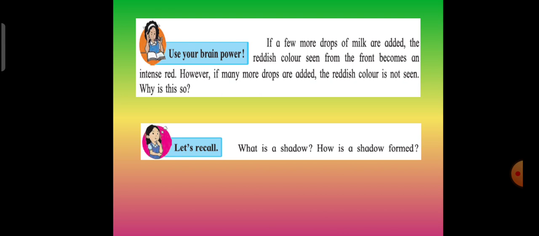What is a shadow and how is a shadow formed? The light emerging from a source of light illuminates the screen placed in front of it. But if an object is placed between the source of light and the screen, the light rays get obstructed by the object. As that part of the screen does not get illuminated, it remains dark. And this dark part is known as shadow. And this is how a shadow is formed.